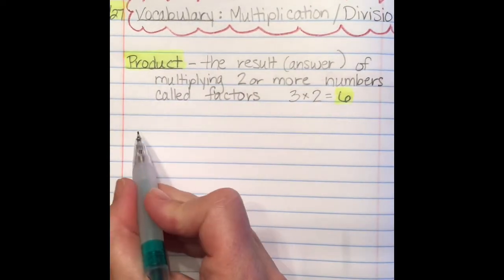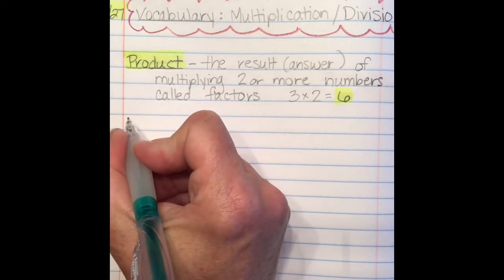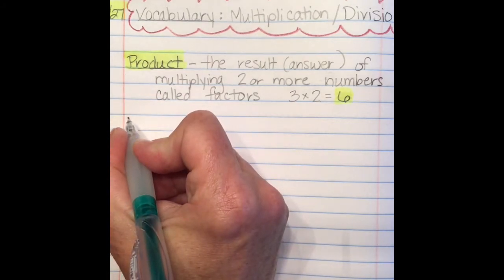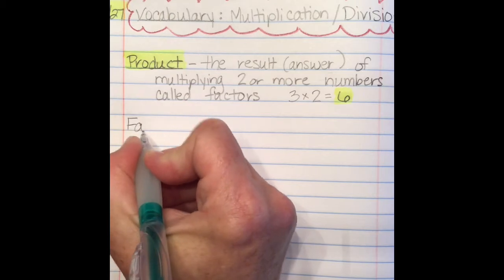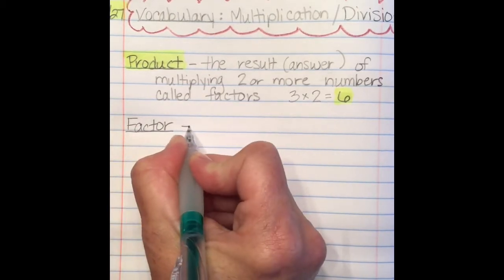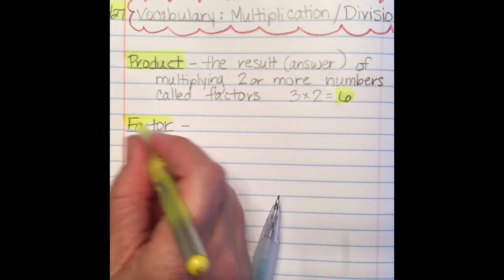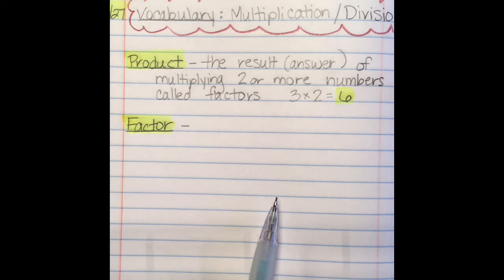All right, at this time, I want you to skip a line, and now we are going to talk about factors and multiples. For factor, again, I skipped a line. I'm writing the word factor. I will underline it, and then I will highlight it. And a factor, those are the numbers that we multiply to get a product, or they're the number that divides evenly into another number without leaving a remainder.